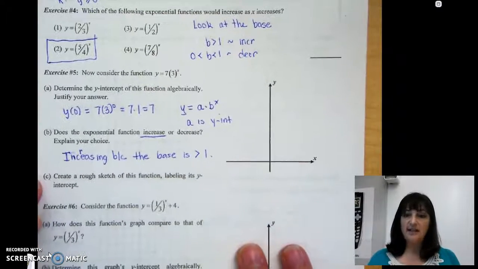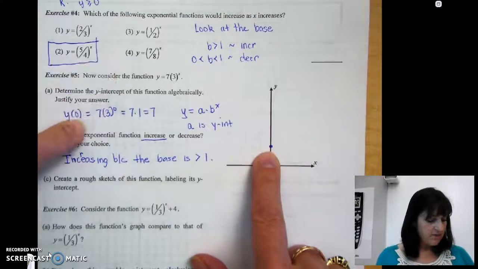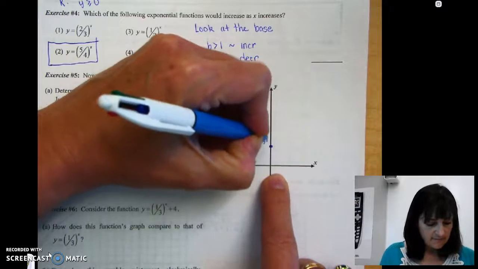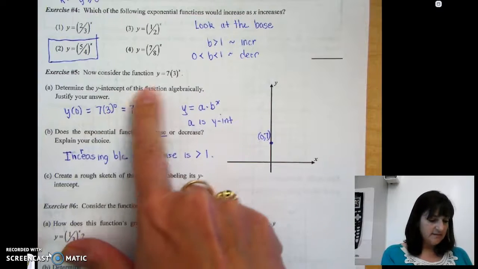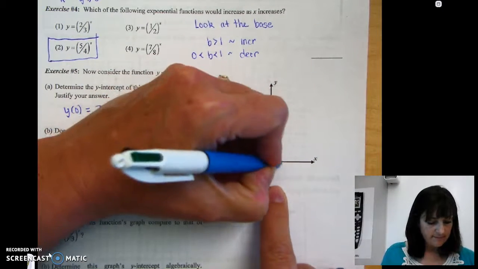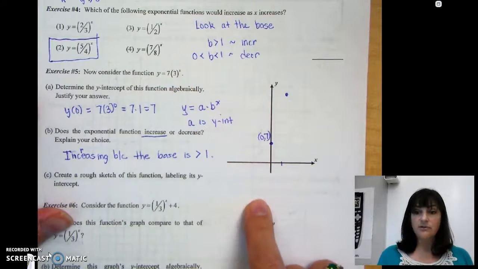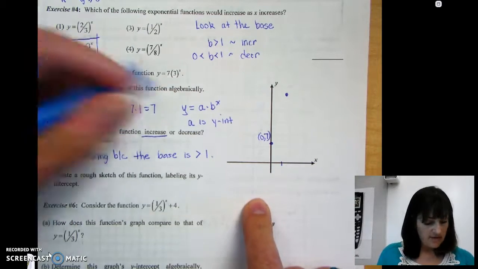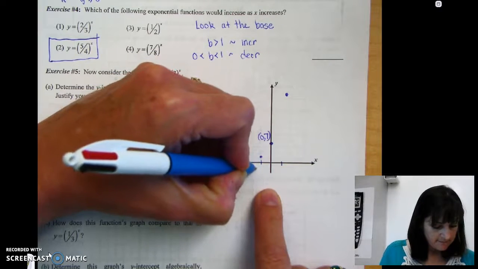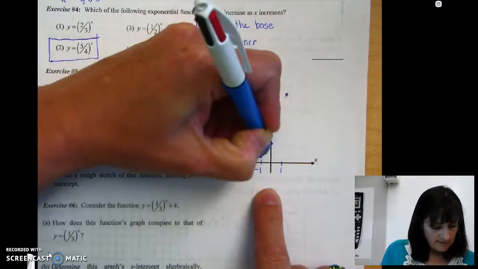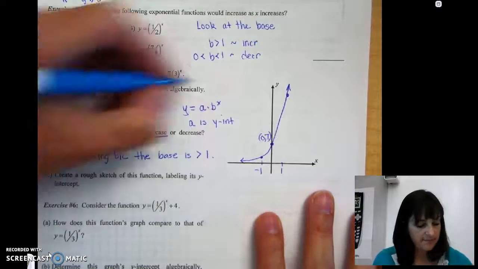Let's make a sketch and label the y-intercept. So we can just plot a few points. So I know that my y-intercept is going to be at 0, 7. If I plug in 1 for x, up here, we're going to get 21. And if I plug in negative 1 for x, we're going to get 7/3. Now 7/3 is 2 and 1/3. So, maybe down here somewhere, real roughly. And all exponential functions kind of behave the same way. So when you go to sketch your graph in, we don't need to have it be too elaborate.